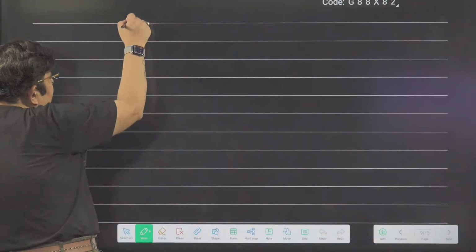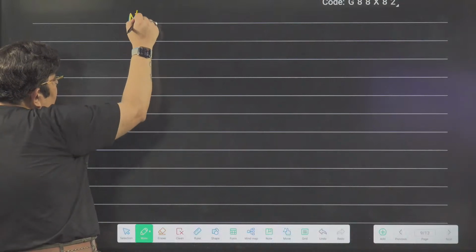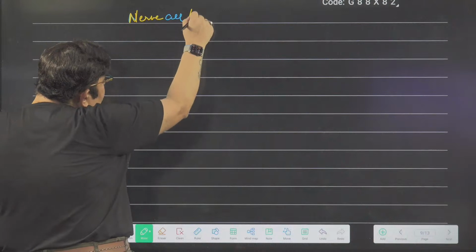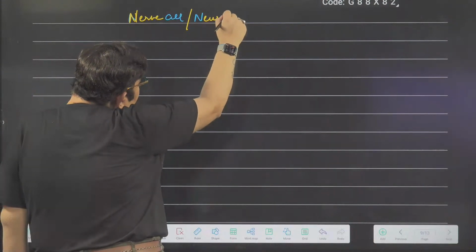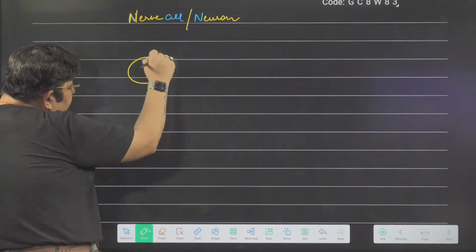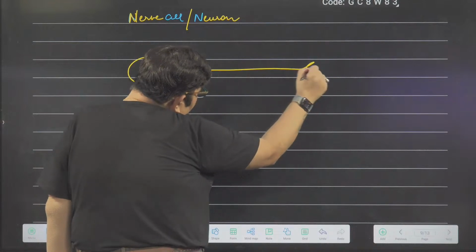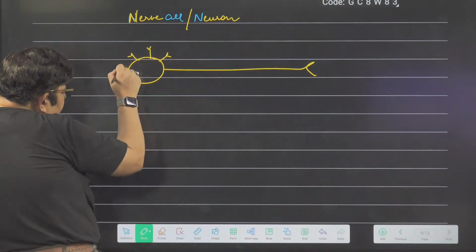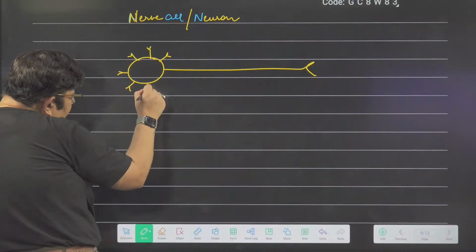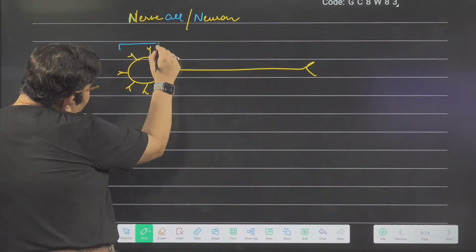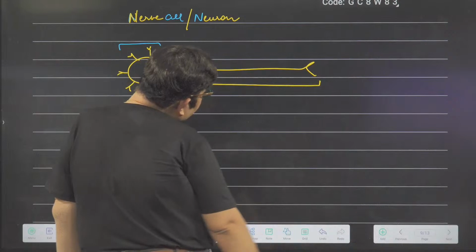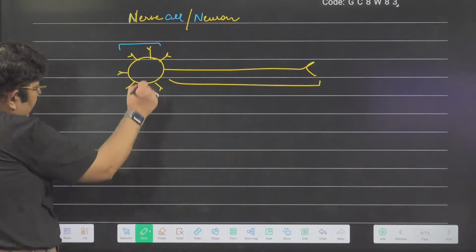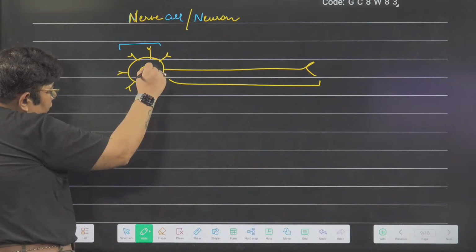The unit of the neural system is a nerve cell. A nerve cell can also be called a neuron. A neuron has basically two parts, a cell body and the axon. This part and this part. These are the two main parts of a nerve cell or a neuron, which is a unit of a nervous system.